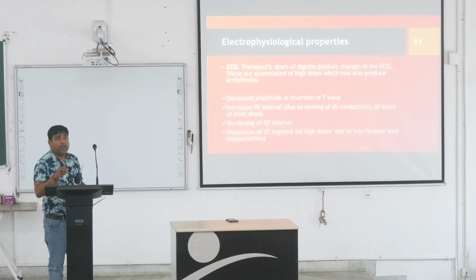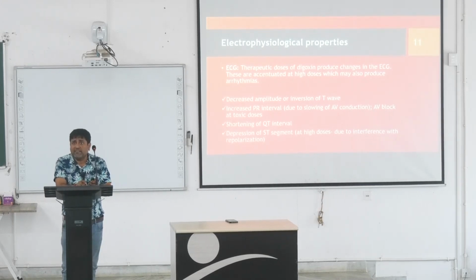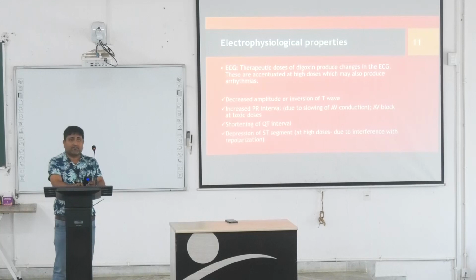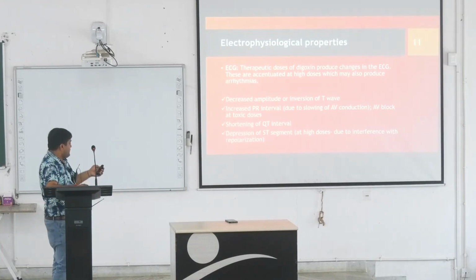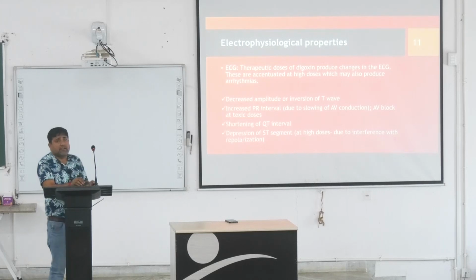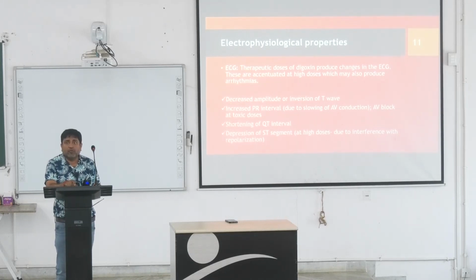ECG. Digitalis shows electrocardiographic changes even at a therapeutic dose, but at a toxic dose it can lead to various types of arrhythmias. The effect of digitalis on the ECG is that it causes either a decrease in the amplitude of the T wave or inversion of the T wave. They increase the PR interval because of slowed AV conduction.